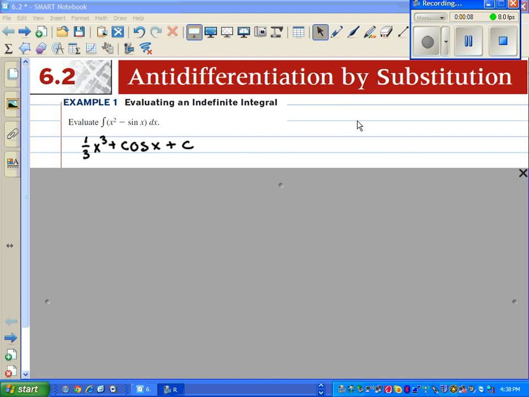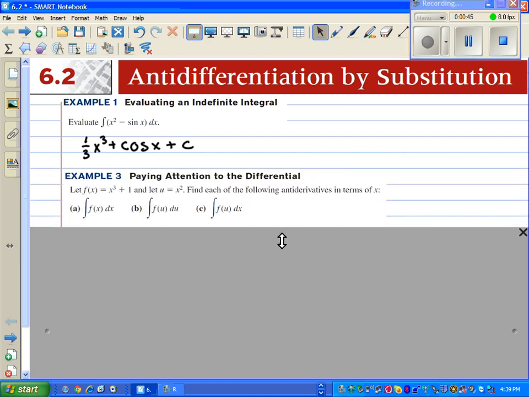In example 1, this is an indefinite integral, meaning there are no boundaries here. We're not integrating from -1 to 2, we're just doing the integral. So when you have an indefinite integral, you do the antiderivative, and then at the end, you just have to remember plus c. So the antiderivative of this function that's given in example 1 is 1/3 x to the third. We bump the power up 1, and of course we have to have the 1/3 so that when we would take the derivative, we'd get 1 in front, plus cosine x, and then plus c.